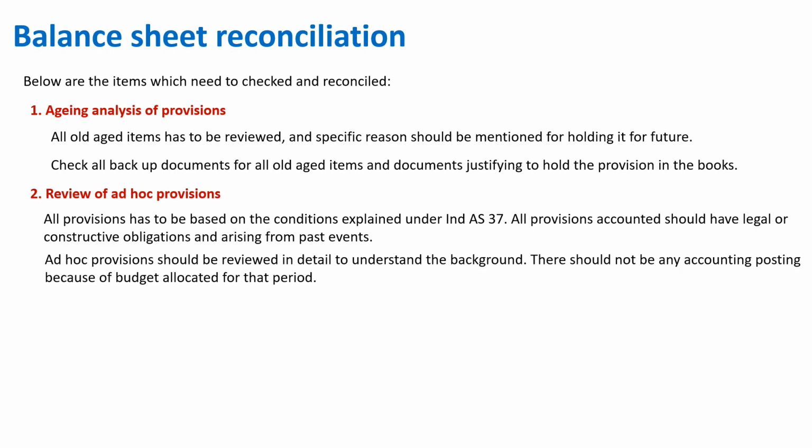There should not be any accounting posting because of budget allocated for that period. Certain times it may happen that the business controllers push the accounting team saying you post this entry, I have a budget for the current month. Please don't do that. That is not correct. Because Ind AS 37 explains very clearly that there should be an obligation arising from past events. Not that in future you're going to spend and you accrue the expenses today. Not allowed. So ensure that whatever ad hoc provision the controller or the business is suggesting has proper backup documents and Ind AS 37 terms and conditions are fulfilled.